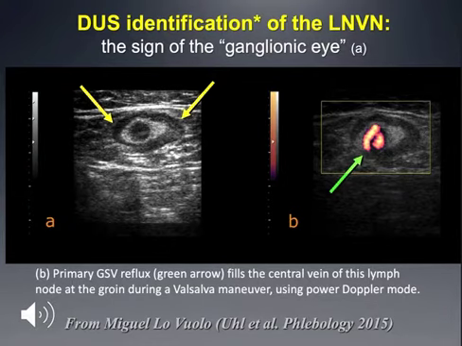This slide is showing the duplex identification of the lymph node venous networks. You can see on the left the round shape of the node marked with the two yellow arrows. In the center, you see a round shape with a low density. And if you make a Valsalva maneuver, you can see in power Doppler mode that this round shape is the vein inside the node, which is refluxing during Valsalva.